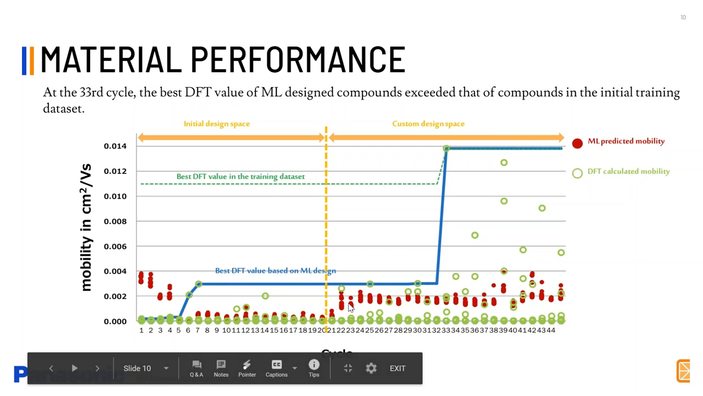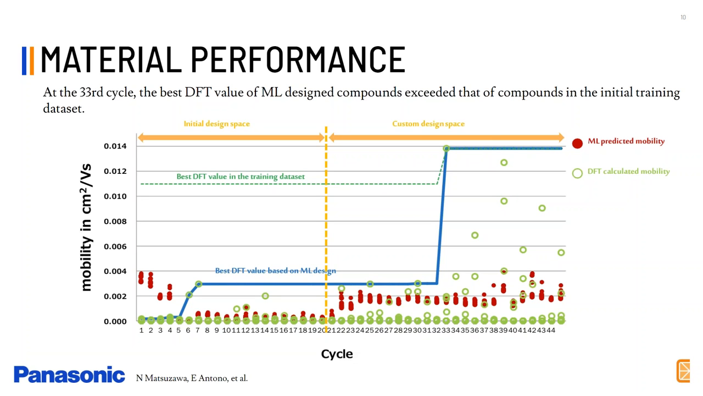But also the DFT calculated mobility starts to go from basically zero to having some points that have non-zero and useful mobilities. At cycle 32, so 12 cycles after we turn on the signal in the system, we have our discovery. We find a molecule that has a DFT calculated hole mobility higher than any value that was in our original training set.